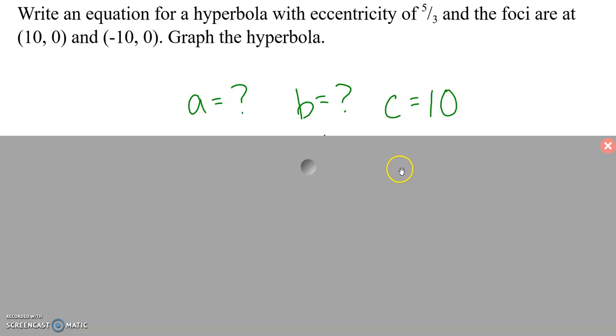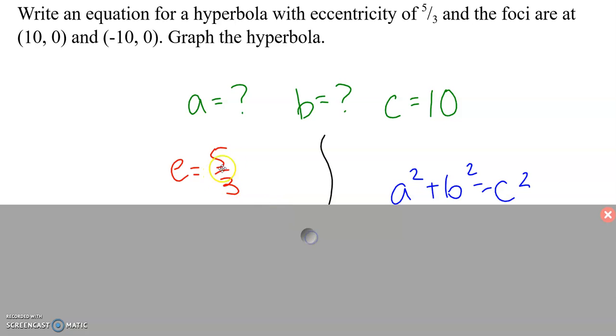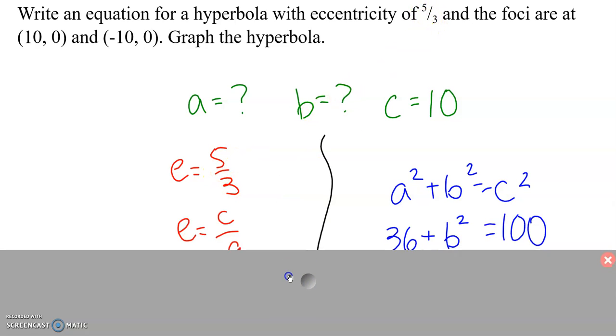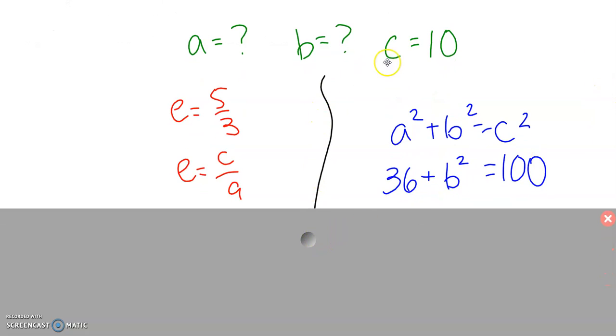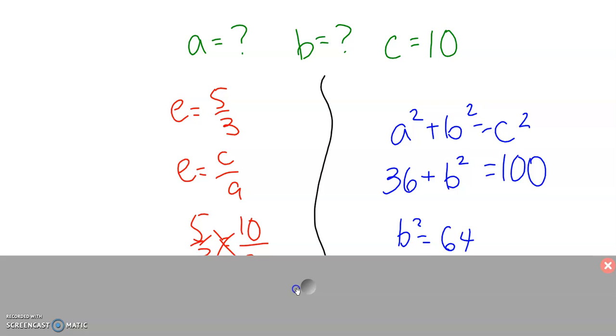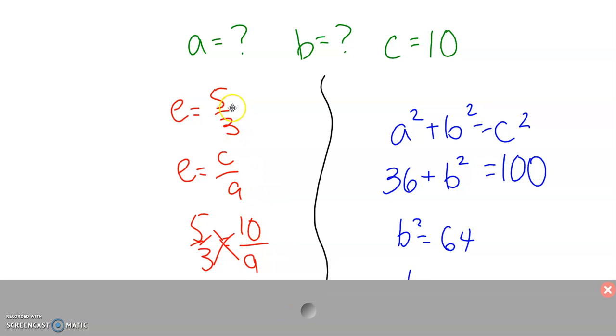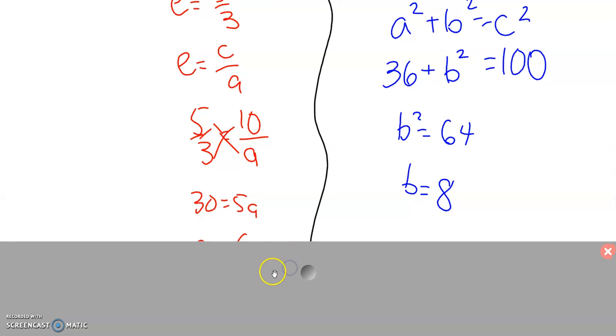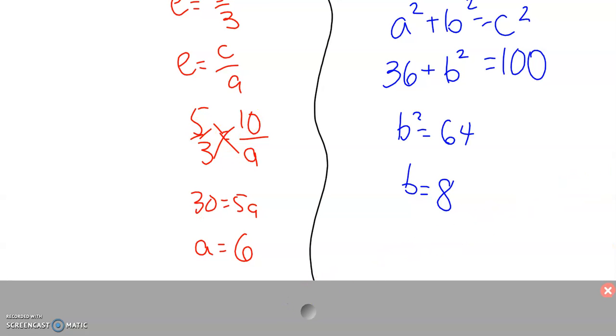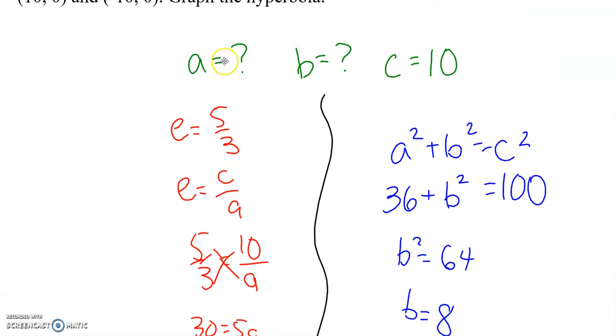So then I'm going to use my formula for eccentricity. That's e equals 5/3, and I know the formula is e equals c over a. I plug in the value I know for c is 10 and e is 5/3. So I've got 5/3 equals 10 over a. Then I can solve this equation, or you can scale up this fraction. Either way, you get that a is 6.